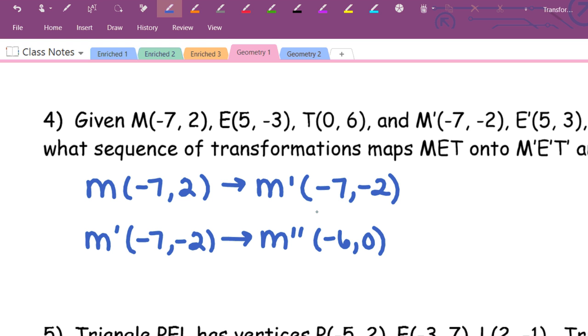I just need to go from M to M double prime. How do I make that happen? You got 1, 2, 3 of them. Look at what's there, the point. You can graph it out if you need to. You can graph all of them out if you want to.